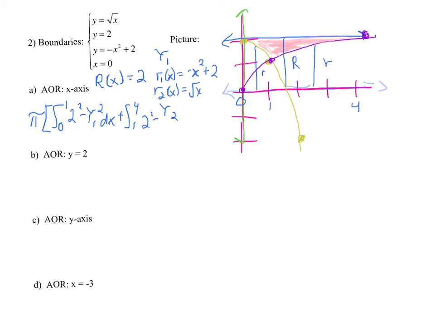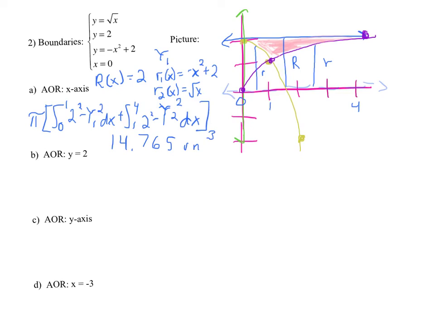minus y2, I'll just leave that guy there, minus y2 squared dx. And if we put that all into the calculator, we will get 14.765 units cubed. Now we're going to rotate our figure around the line y equals 2.